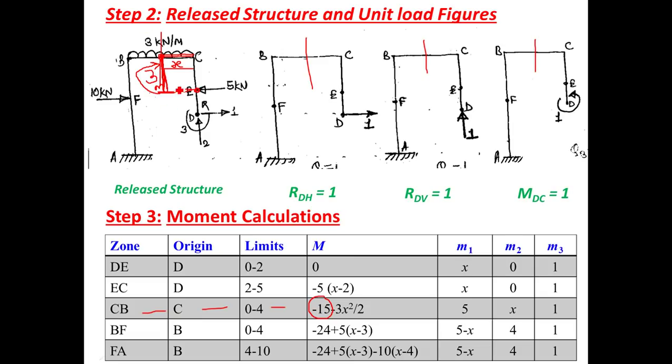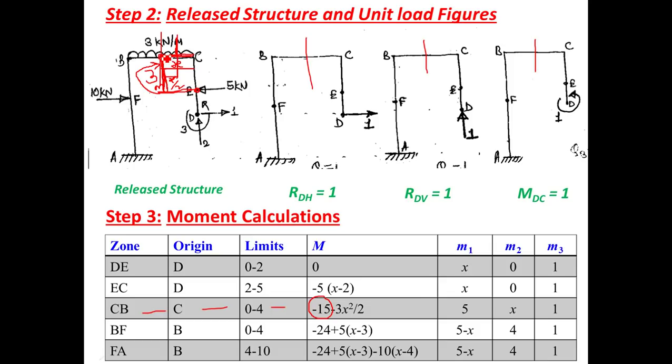Now moment because of UDL. UDL intensity is 3 kilonewton per meter, and it is acting over a span of x distance. So what is the total load because of UDL? 3 into x, and it is acting at the center. So perpendicular distance will be x by 2. This distance will be x by 2.